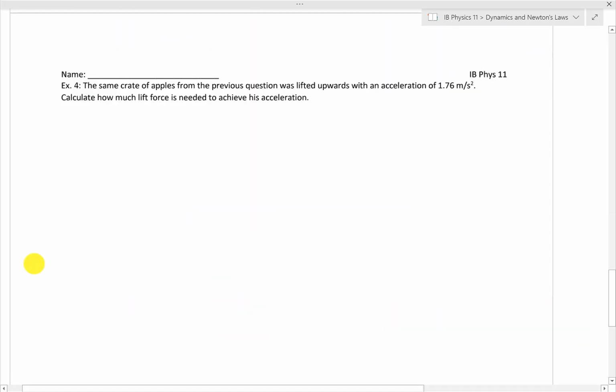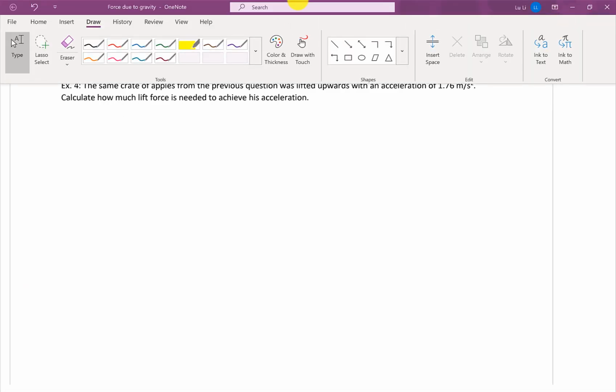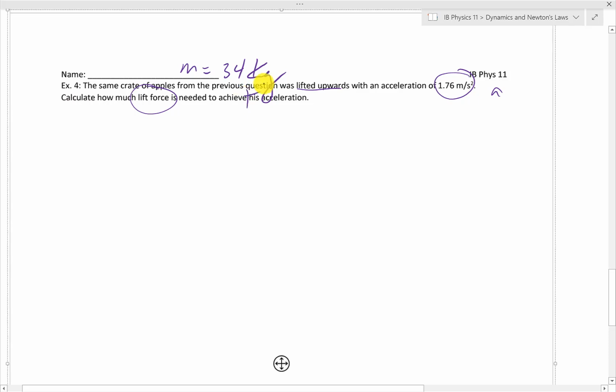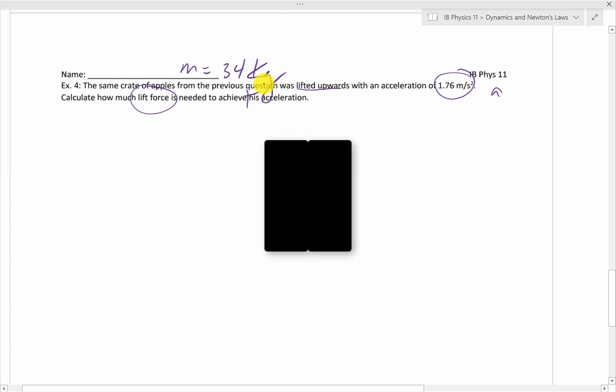Here we have example 4. This is one for you to try, so let's read the question carefully so we understand everything first. The same crate of apples from the previous question, with a mass of 34 kilograms, was lifted upwards this time, with the same acceleration, but this time upwards. Calculate how much lift force is needed to achieve this acceleration. Keep in mind this is the upwards direction. This is a good time to pause to try this question, and I will see you back.